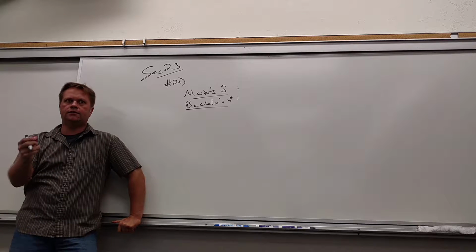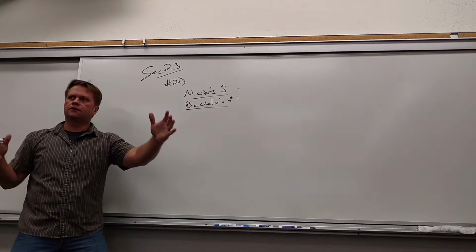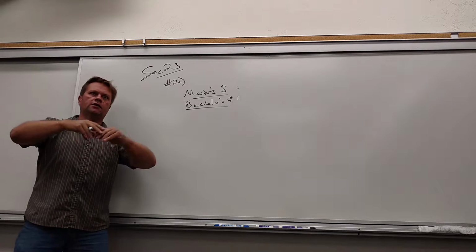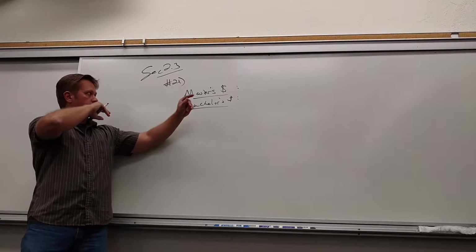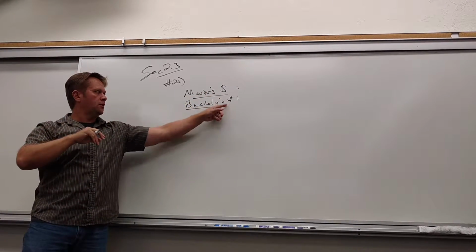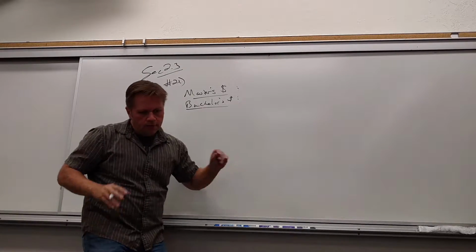So the first thing I need is, what are the parts? Is it three sides of a triangle? Is it two people? Is it a number of bananas? What is it? So here it's the money you make if you get a master's, the money you make if you have a bachelor's.